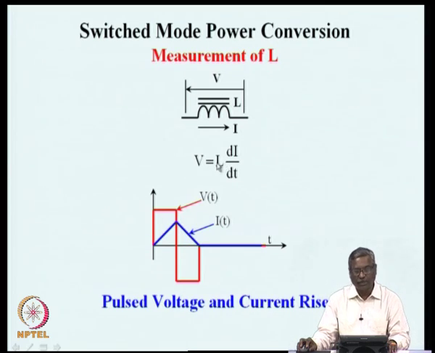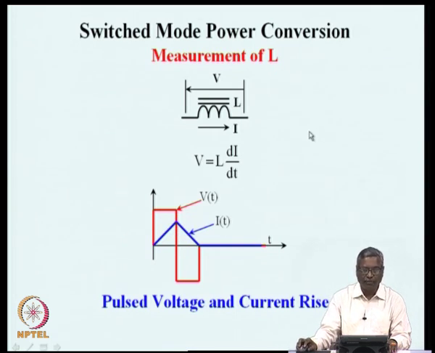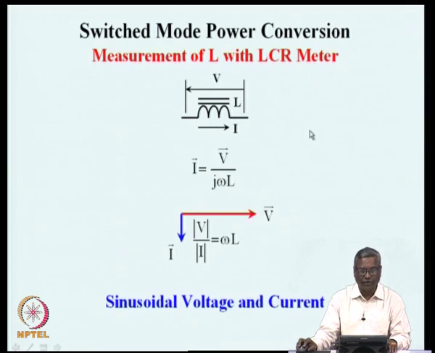If you have a very good current probe and if you have a good measurement for this voltage, there is nothing that can go wrong, and this whole circuit can be put up very inexpensively in the laboratory. There is another way of measuring the inductance using an LCR meter. This is a more expensive way. You have to have an LCR meter, a meter which can measure inductance, capacitance, resistance.